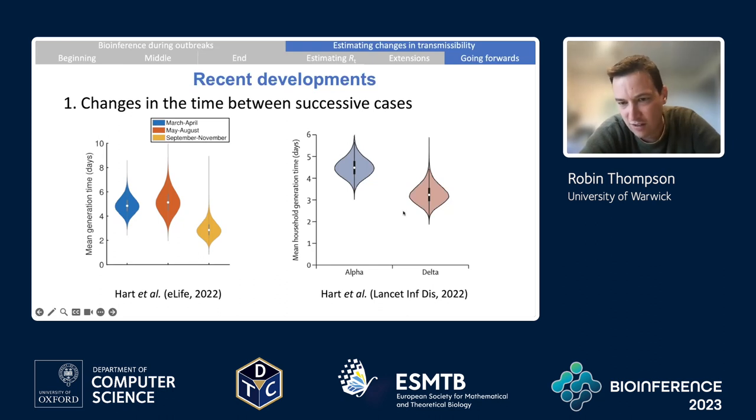And what you can see is that the Delta variant ended up having a shorter generation time compared to the Alpha variant. So in other words, the variant driving transmission can be an important thing to consider when you're setting your serial interval or generation time and estimating the time-dependent reproduction number.